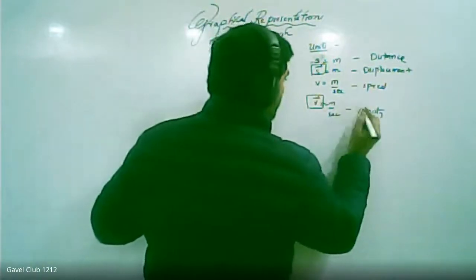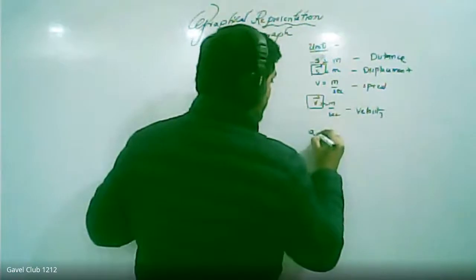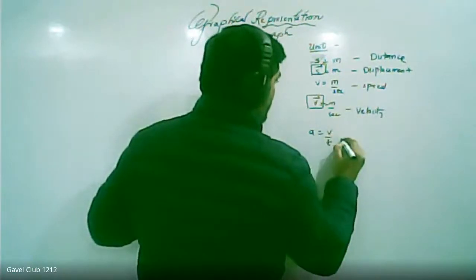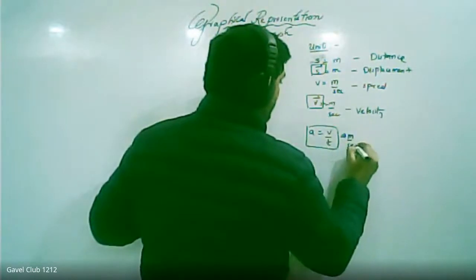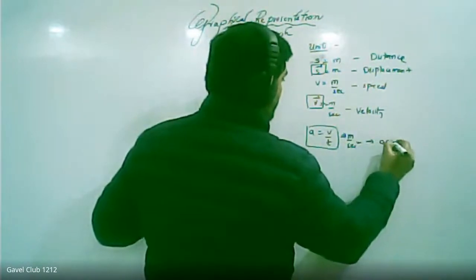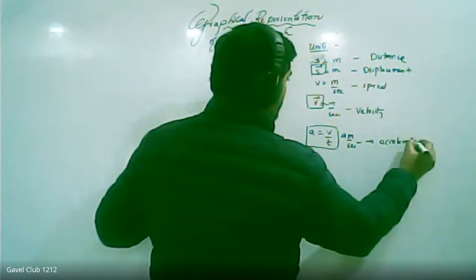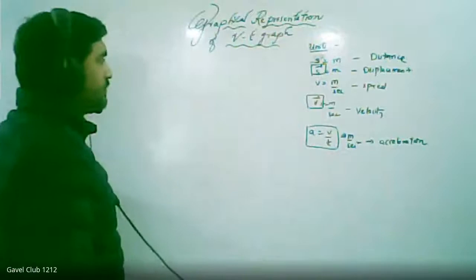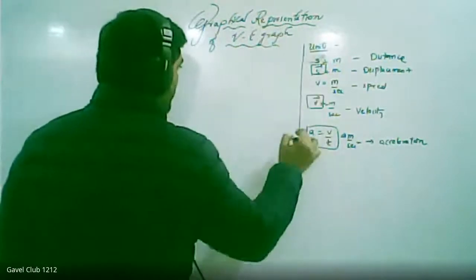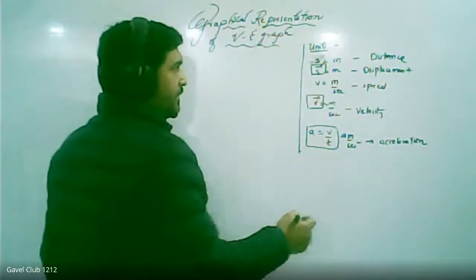Now similarly, we also have acceleration, that is a equal to v by t. So we measure this in the units, that is meter per second square. So this is acceleration. So these are the different units we use. You know this about the different units, right? So we use this meter per second.